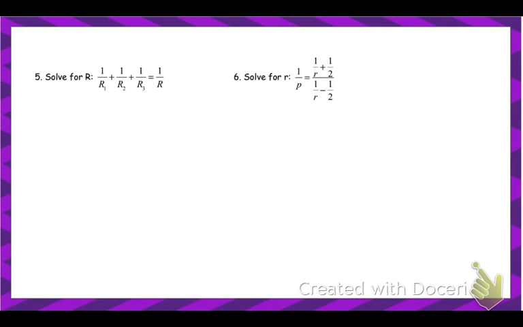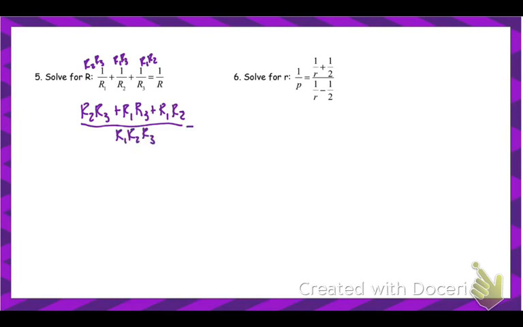So I'm going to multiply this one by R2, R3. This one needs R1, R3. And this one needs R1, R2. So I end up with R2 R3 plus R1 R3 plus R1 R2 all over that common denominator of R1 R2 R3. And that's all equal to 1 over R.